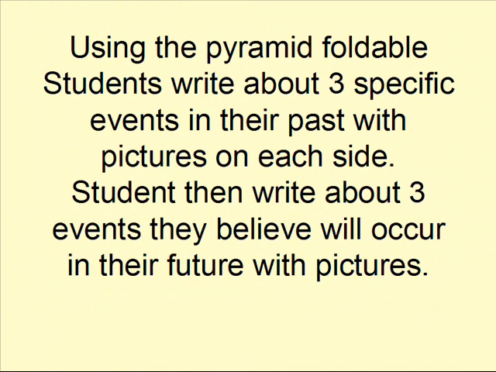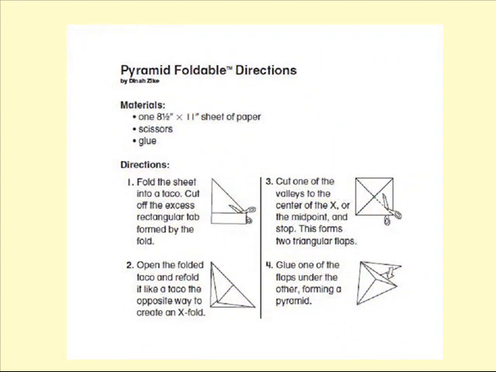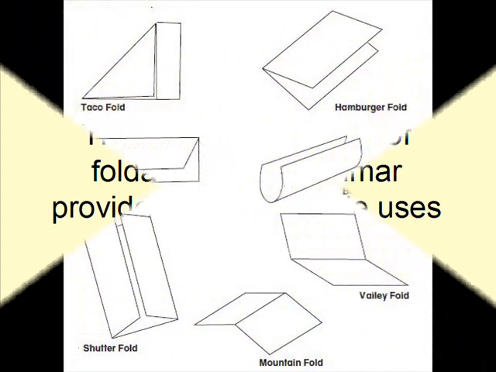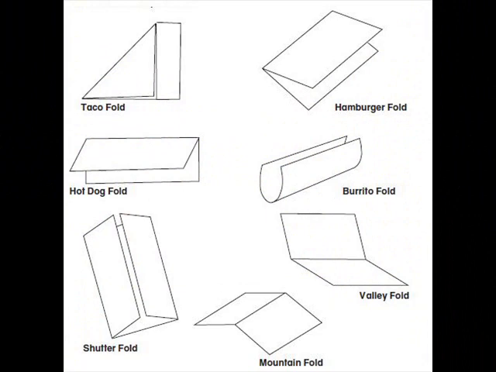Using the pyramid foldable, students should write about 3 specific events in their past with pictures for each side. Students would then write about 3 events that they believe will occur in their future with pictures as well. This is grammar work, but it's grammar work without them really knowing it. There are many types of folds you can do with paper in order to use for many kinds of activities, especially for grammar.